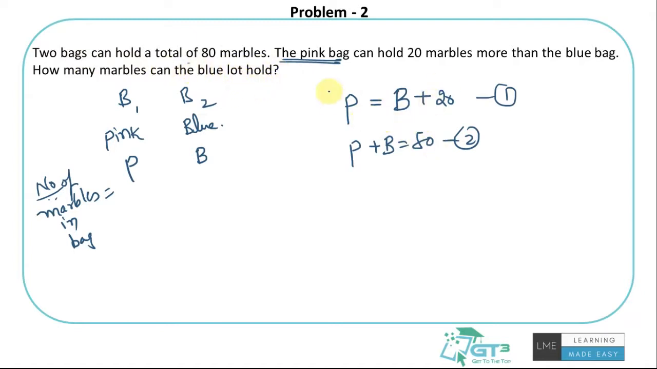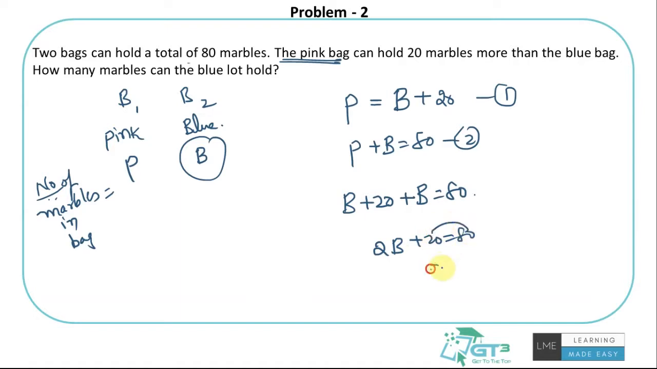Right, that's what the question is asking. So 2 variables, 2 equations. I just need to find the blue bag B value so that I answer the number of marbles in the blue bag. This is a bit easier because P is given as B plus 20. So I'll substitute here. P is B plus 20, so I write B plus 20 plus B equals 80. B plus B is 2B, plus 20 equals 80.